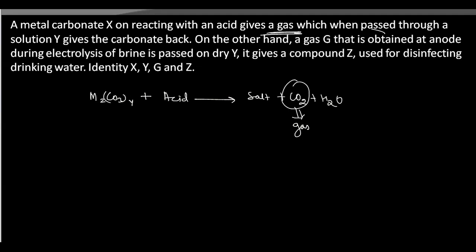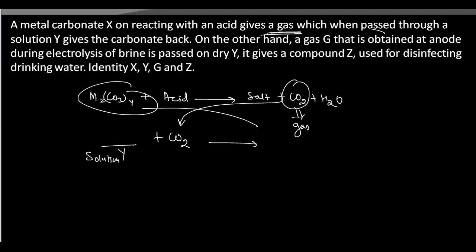So when we are passing this carbon dioxide gas through solution Y, it will give you this metal carbonate back. So this is M2CO3 whole something, and water. So this metal carbonate reacts with carbon dioxide, so we know that this solution is actually calcium hydroxide, because this is a very famous reaction.